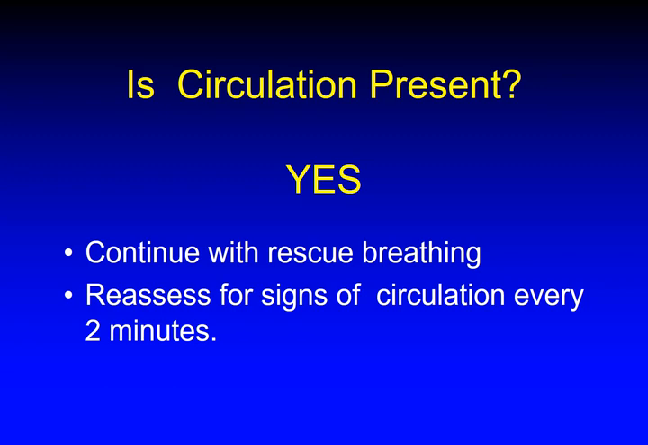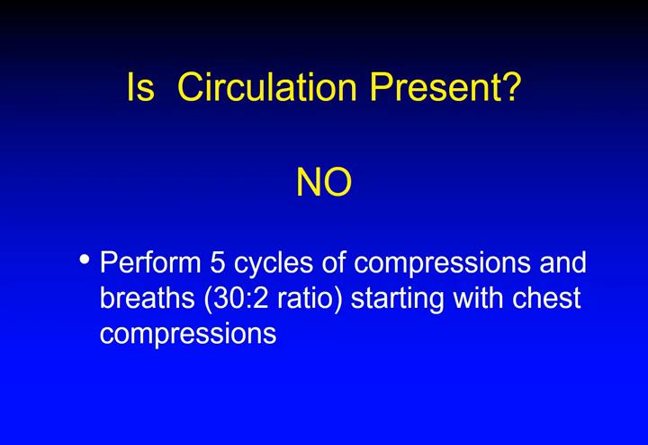Is circulation present? If yes, continue for rescue breathing. Is there breathing or no? And reassess for signs of circulation every 2 minutes. Circulation: perform 5 cycles of compressions and breaths, a ratio of 30 to 2, starting with chest compression. 30 compressions and 2 breaths is 1 cycle. Each 5 cycles take about 2 minutes.